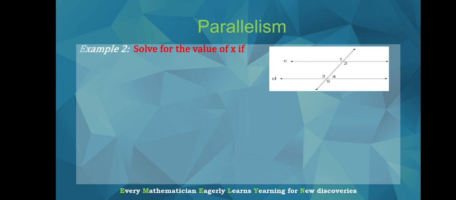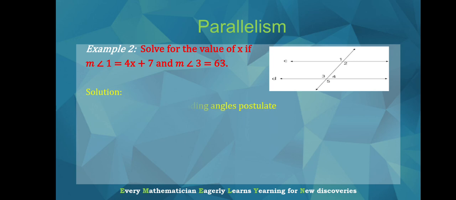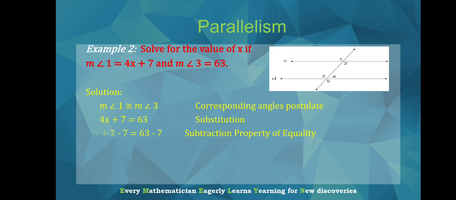Example 2. Solve for the value of x if the measure of angle 1 equals 4x plus 7 and the measure of angle 3 is equal to 63. Solution. The measure of angle 1 is congruent to the measure of angle 3 by the corresponding angles postulate. By substitution, 4x plus 7 is equal to 63. By the subtraction property of equality, subtract both sides by 7.